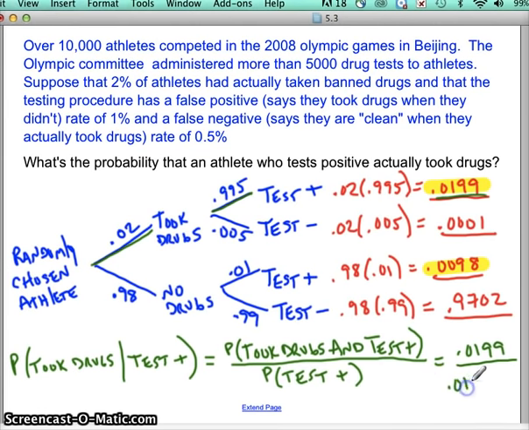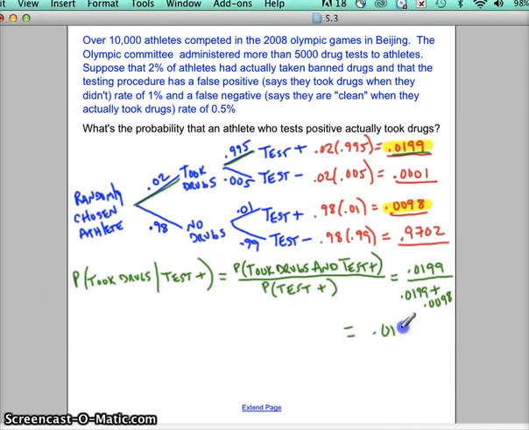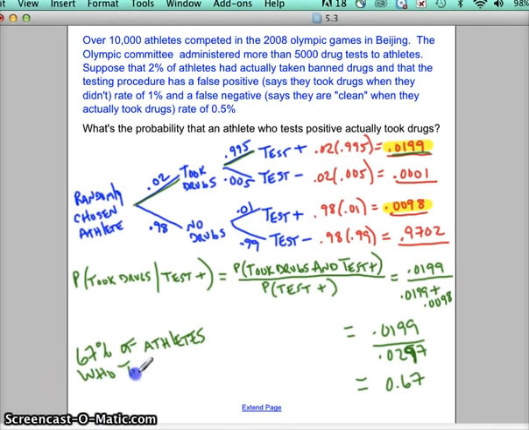So 0.0199 plus 0.0098. That's going to end up as 0.0199 on the top. And when you add these two on the bottom, you get 0.0297. When you divide those out, you get 0.67. So we would say 67% of athletes who test positive actually took drugs.